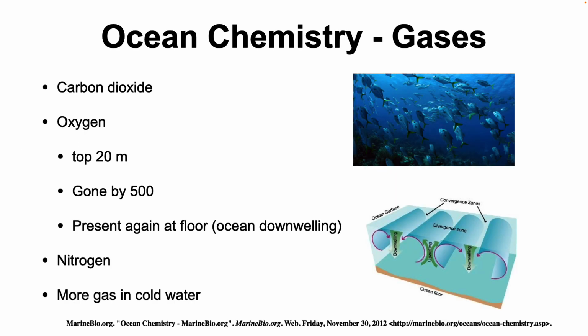The ocean has abundant carbon dioxide. It also has oxygen in at least the top 20 meters that will be totally gone by 500 meters. Interestingly, because of downwelling, and that is just basically cold water sinking in the ocean, you will also find oxygen at the ocean floor. Nitrogen is also present. In all cases, you will find more gas in cold water than warm water.